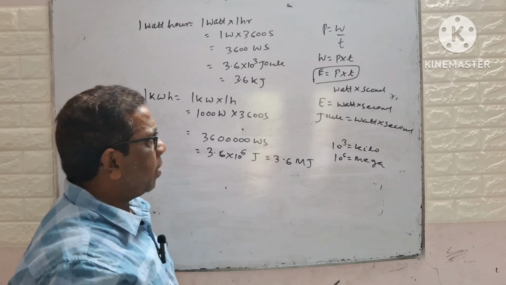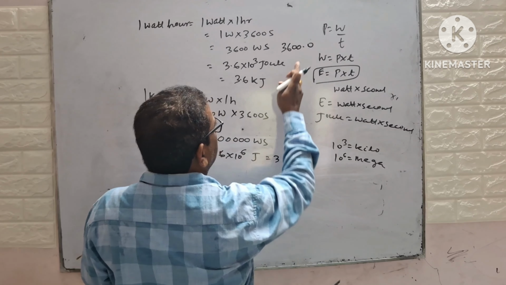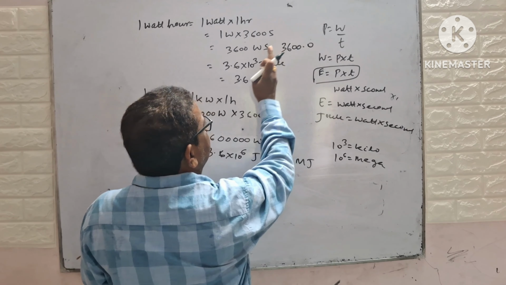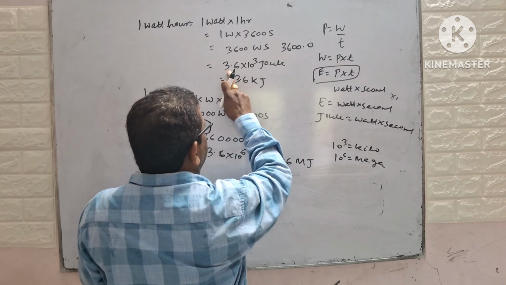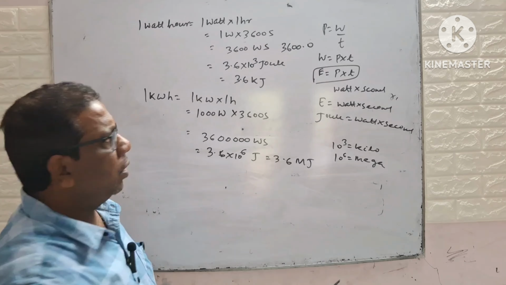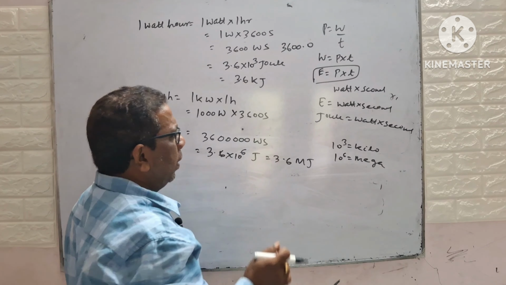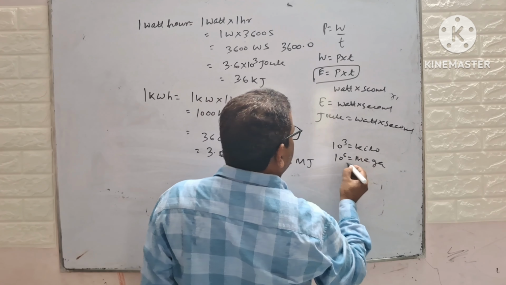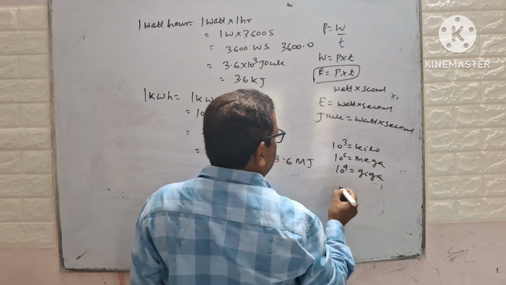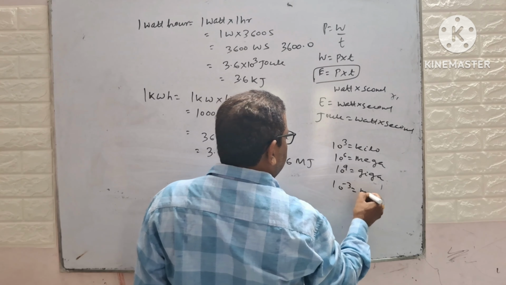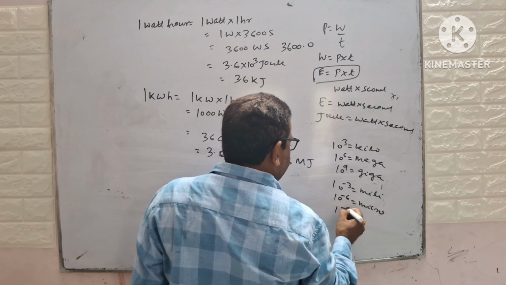If we write in standard form, 3600 means 3600.0. We will shift the decimal towards the left. How many places do we have to shift? 1, 2, 3 places. Hence we can write 3.6 into 10 to the power 3 watt second, which means joule, or 3.6 kilojoule. 10 to the power 3 is kilo, 10 to the power 6 mega, 10 to the power 9 giga. Similarly, 10 to the power minus 3 milli, 10 to the power minus 6 micro, 10 to the power minus 9 nano.